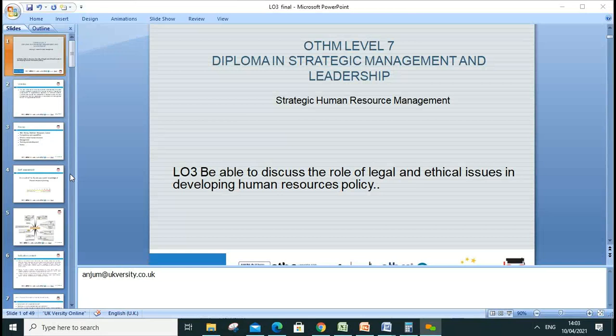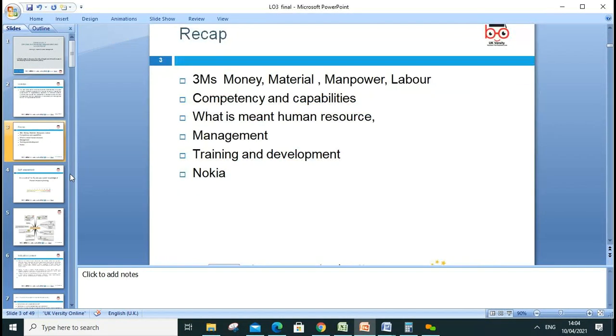Today's lesson will go through learning outcome 3, which is to be able to discuss the role of legal and ethical issues in developing human resource policy. When we develop human resource policy, what legal and ethical issues do we need to keep in mind to make our policies ethically and morally correct? So that's what we'll go through.